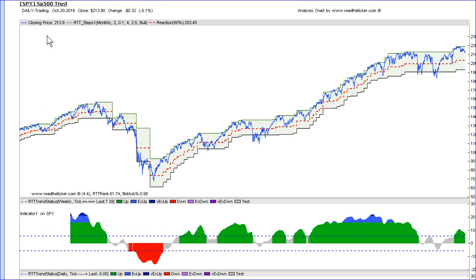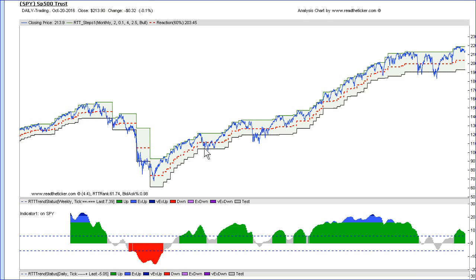What we have in front of us is the SPY. The black line is the close price of the SPY on the daily chart. The indicator on there is what we call the RTT steps, based on a monthly calculation. It's there to show us where the steps are, just like going up a garden deck. The dotted line is a 60% pullback from the high band to the low band.